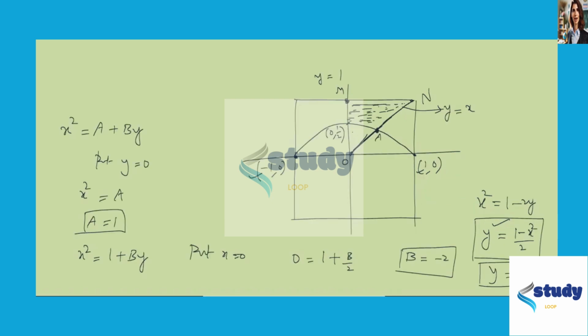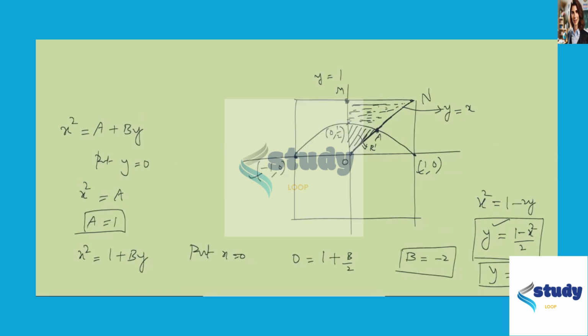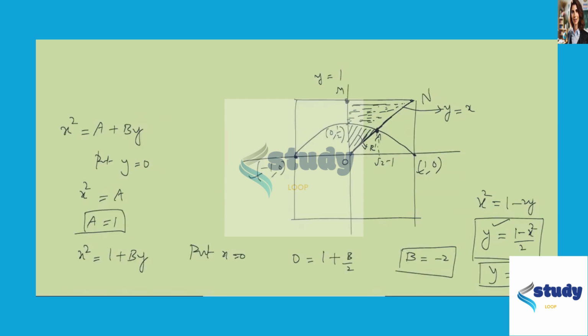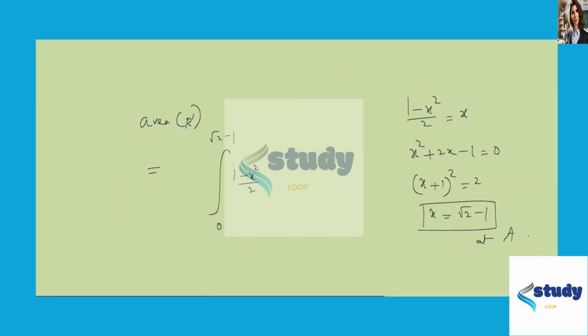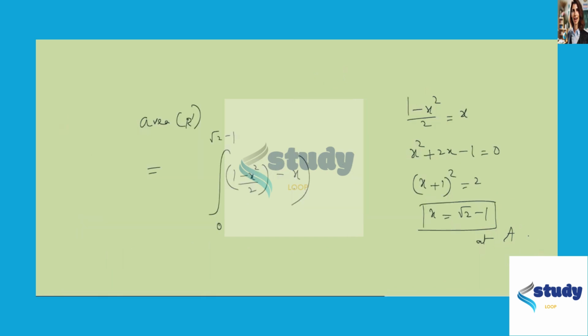Now, what is the area? So I'll just shade this part. What is that area, R dash? So area of R dash is nothing but by integration. So integration from where to where? From 0 to the x coordinate of A, which is root 2 minus 1. So 0 to root 2 minus 1, the curve above is the parabolic curve, that is (1 minus x square) by 2, minus what is the curve below it? y equal to x, because we need only this part. We are not interested in the part below y equal to x. So it is minus x. So this is the integration we need to do.